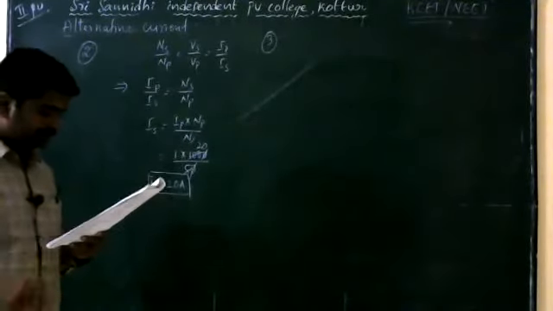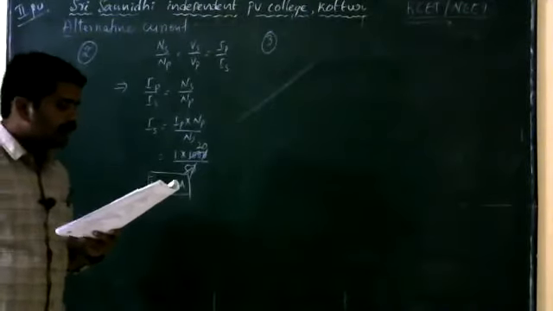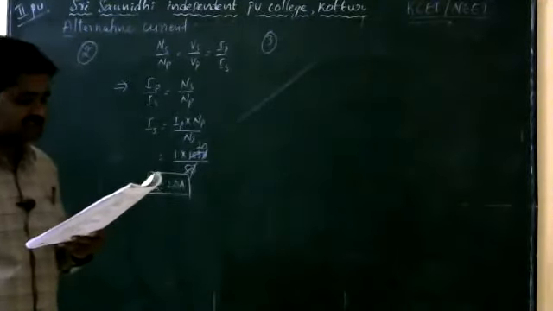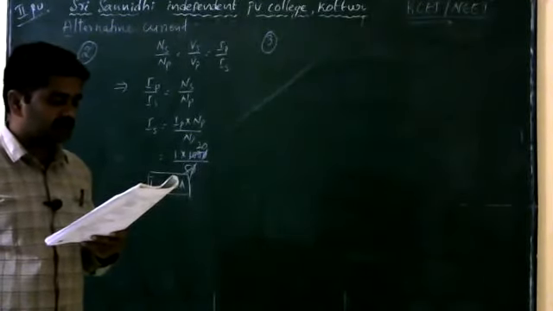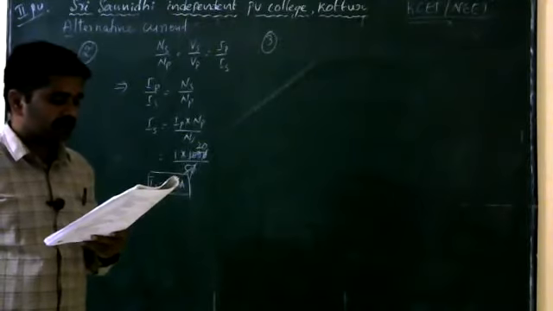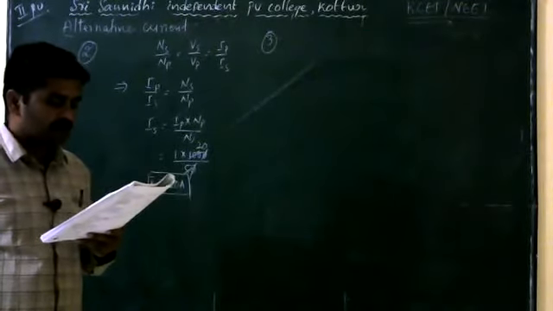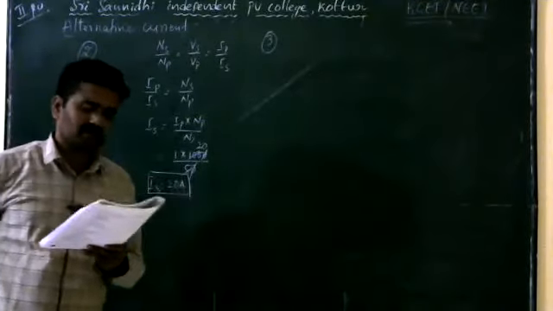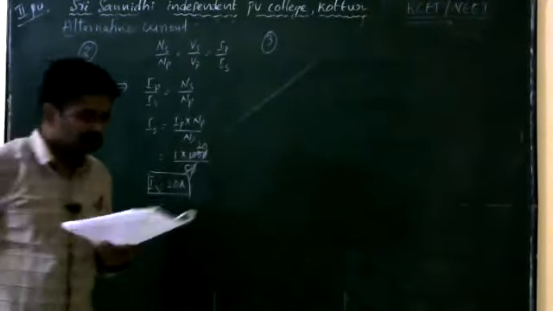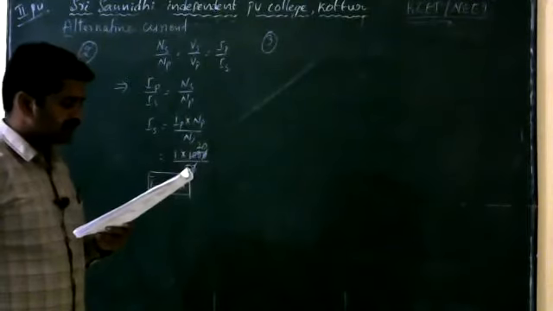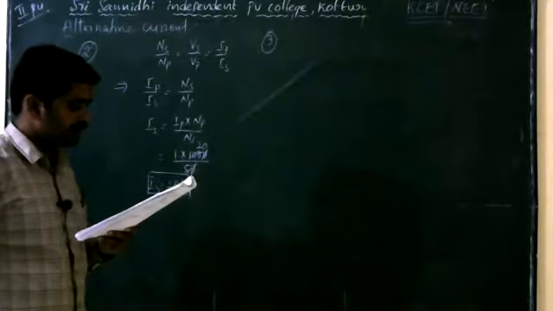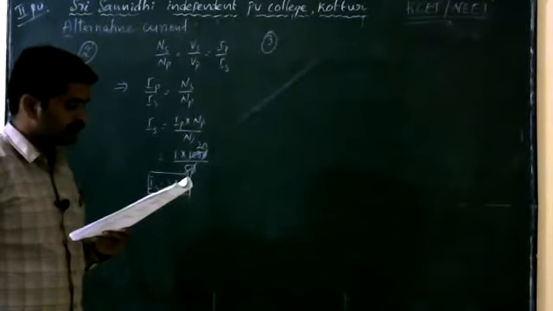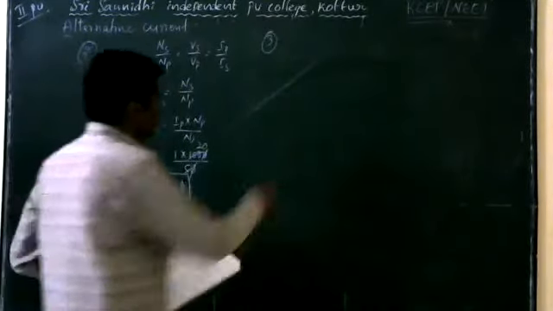Third one, look. The average power dissipated in an AC circuit is 2 watt. If the current flowing through the circuit is 2 ampere and the impedance is 1 ohm, what is the power factor of the AC circuit? You know that the average power of the AC circuit is 2 watt, the current is 2 ampere, and the impedance is 1 ohm.